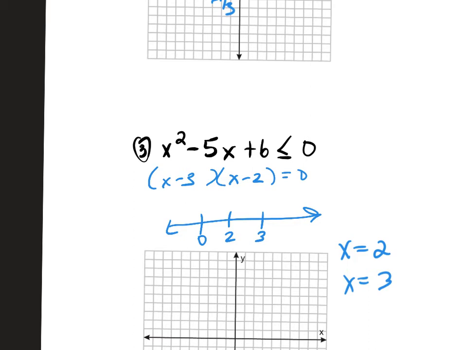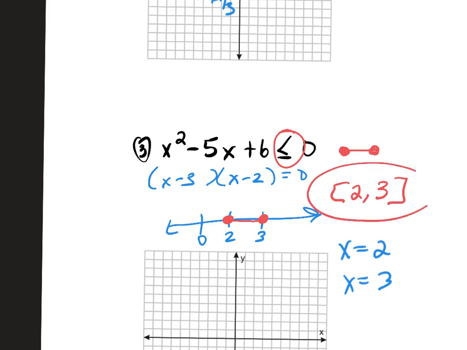At the beginning, what was our inequality? Less than. What do we do with and? In the middle. So I have closed dots because it's or equal to. So between 2 and 3. So how would you guys tell me everything between 2 and 3? How would I write that in interval notation? We just had a test on this. Bracket, 2, comma, 3. Okay.